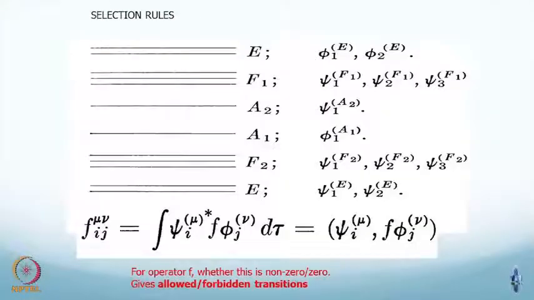Okay. So, now I am going to get to the selection rule where the operator F can be any of those physical observables, operators of the physical observables. F could be an electric dipole moment, or F could be a magnetic dipole moment, or F could be a quadrupole moment tensor.